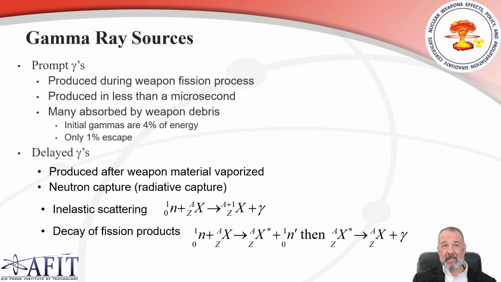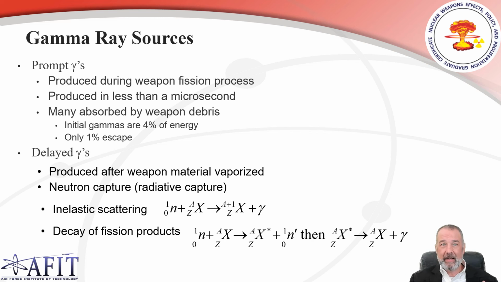Now, delayed gammas, as I mentioned, come from the subsequent radioactive decay of the fission fragments. And these can be rather lengthy decay chains, involving anywhere from 2 subsequent decays all the way to something like 8 or 9 subsequent decays before they hit a stable isotope. And this is produced after everything's basically been vaporized.